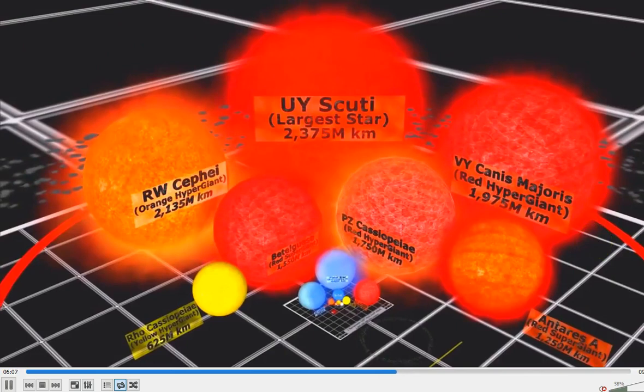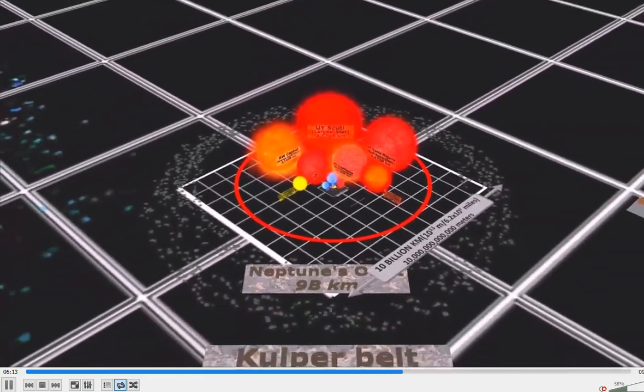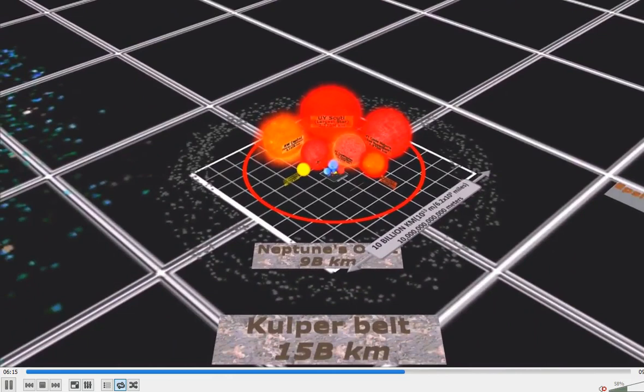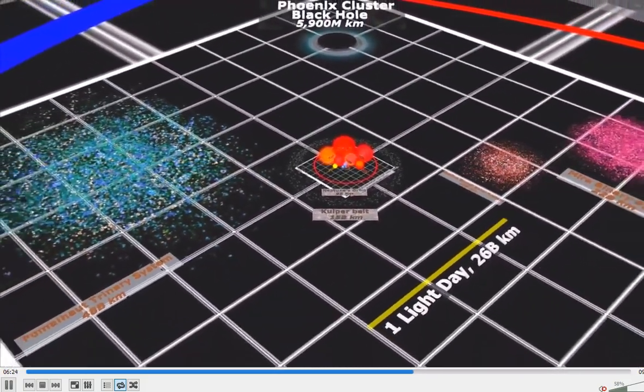So we're still dealing with Scooty. Hey, what's up, Scooty? You're the biggest star in the universe, as far as we know. As far as we, yeah, exactly. So we've got the Kuiper Belt, which is part of our solar system. So all these stars and everything fit inside just our own solar system.